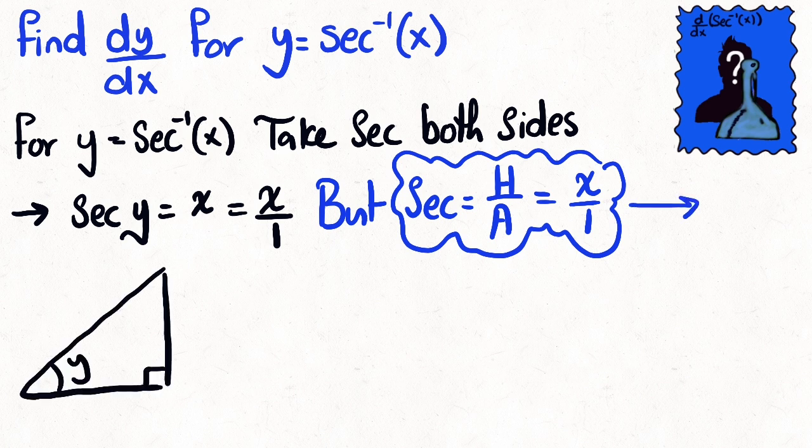Thus now we're gonna create a right angle triangle with angle y. You can see that the adjacent value is 1 and the hypotenuse x. That gives you a clear idea that the opposite side, the missing side, if we use the Pythagorean theorem, is gonna be square root x squared minus 1, as you can see in front of you.